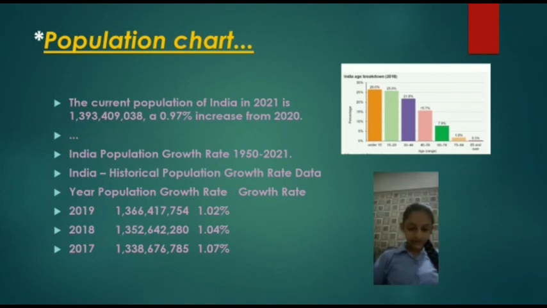2019: 1,366,417,754, 1.02%. 2018: 1,352,642,280, 1.04%. 2017: 1,338,676,785, 1.07%.